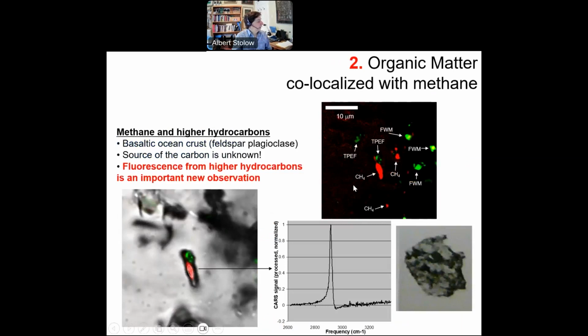I can see that the distribution of the methane and the higher organics like petroleum products are not exactly in the same spatial location. They're differently located. So I can actually make a map and see where they are in space inside this rock.